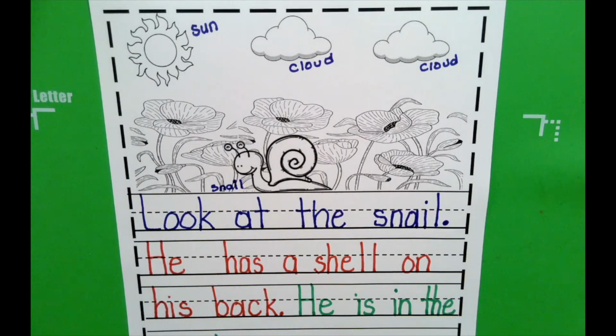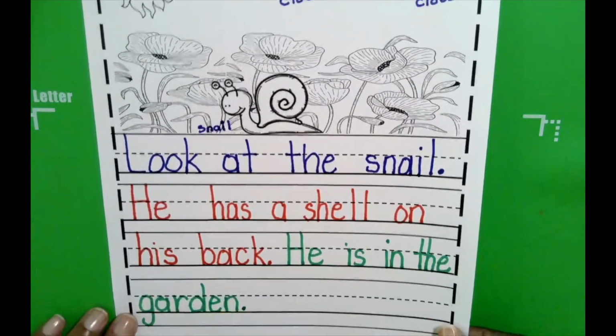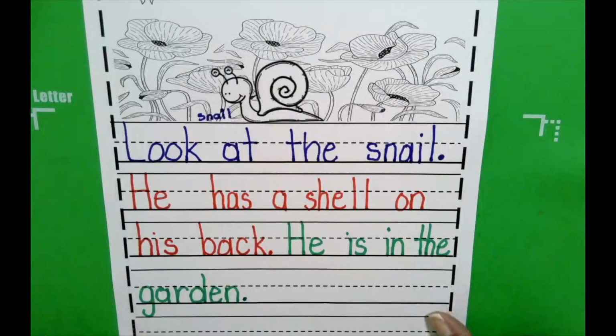Okay, so let's see what we have. Move it up a little bit. He is in the garden. Your turn. He is in the garden. We're talking about our snail. How many words are in the sentence? 1, 2, 3, 4, 5 words are in this sentence.